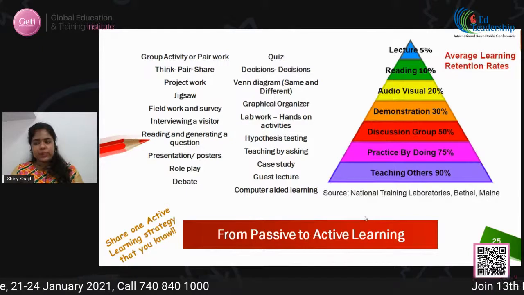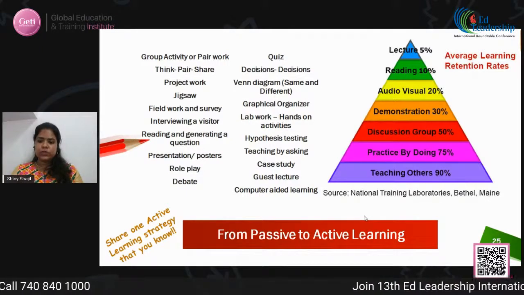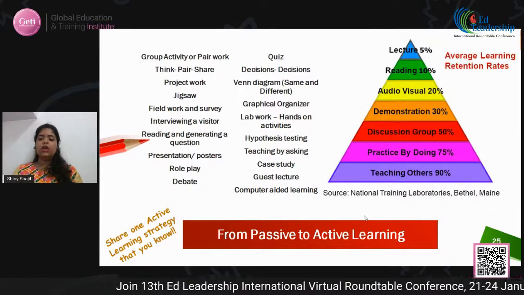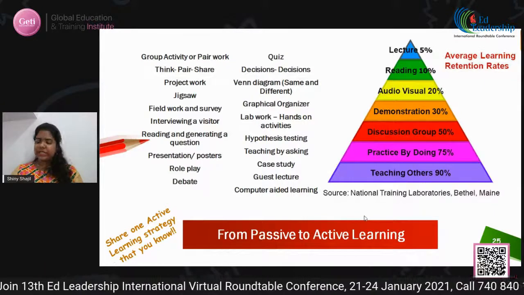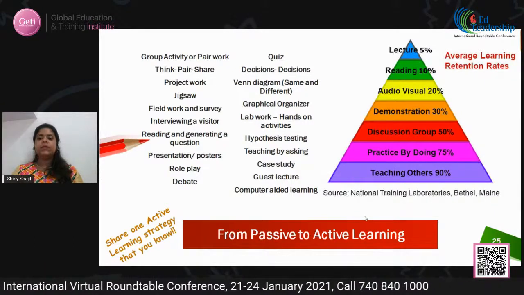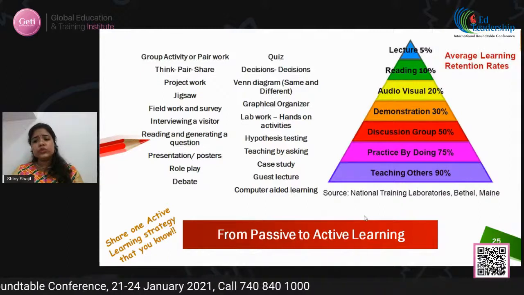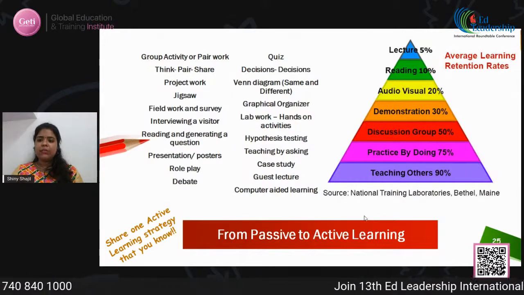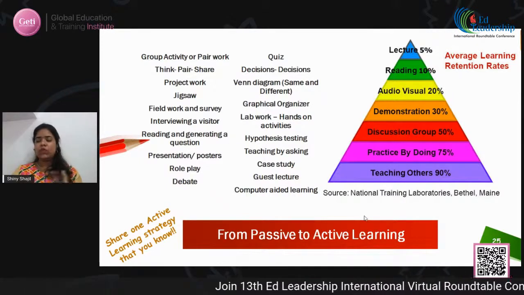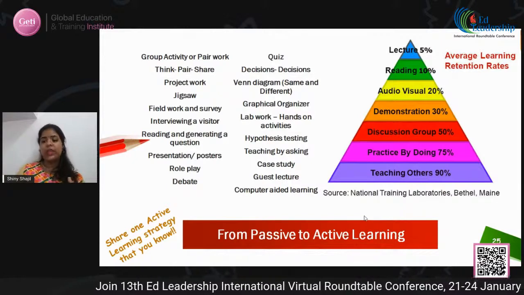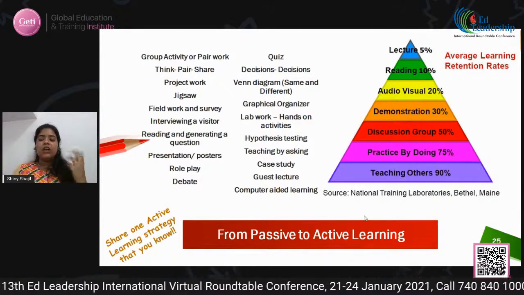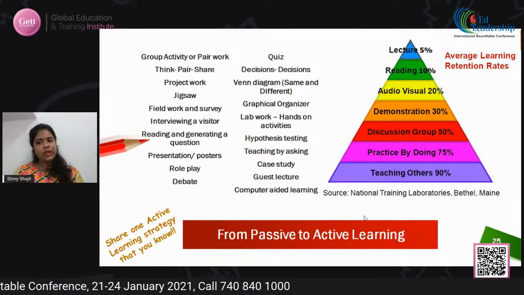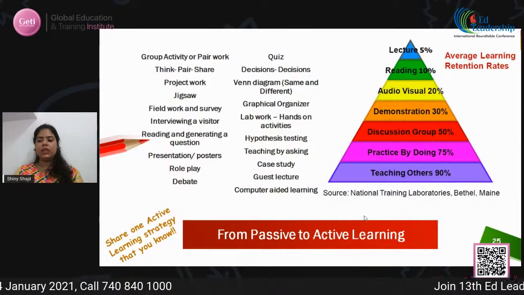Then presentations, posters, role play. They have to put themselves into another person's shoes and act. Debate is another one. Quiz is a very effective active teaching method, but it will come more into assessment. Then discussions, Venn diagram. In order to state the similarities and differences of something, you have to know a lot about it. A graphic organizer, to put all your information in an organized way. Lab work and hands-on activity play a very good role in learning.